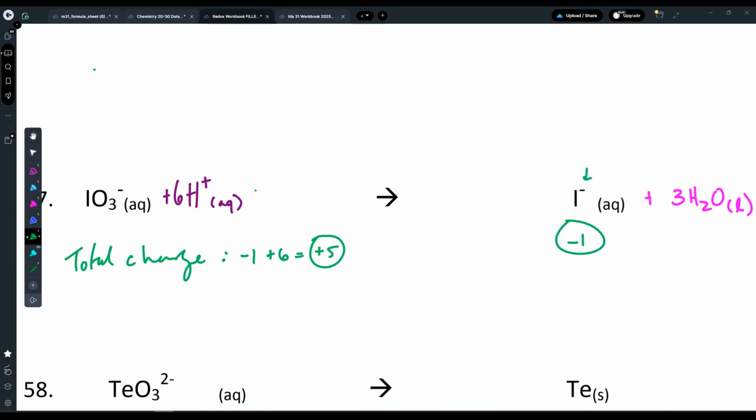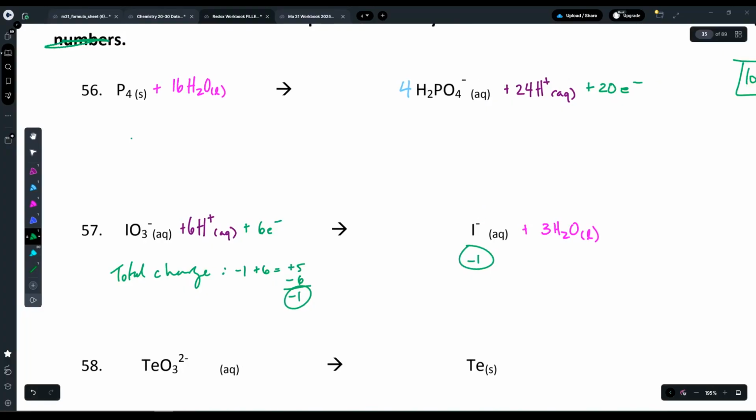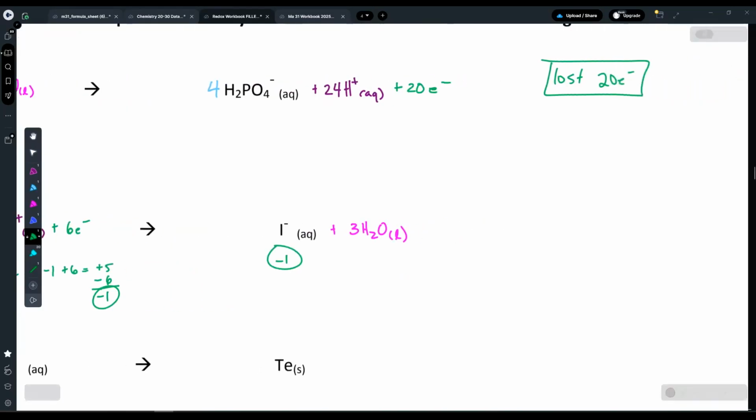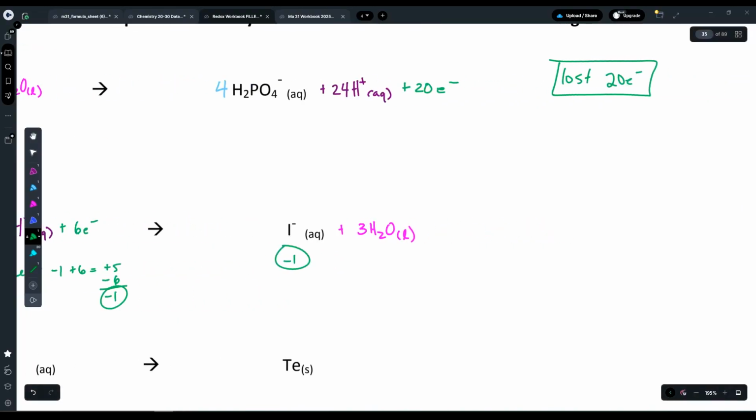So I'm going to add 6 electrons here, because if I do so, then what will happen is we'll have positive 5 minus 6, that gives us -1, and now we have the same total charge on both the reactant and product side. Okay, so to finish answering this question, I can say that since the electrons are on the reactant side, that means we gained 6 electrons.